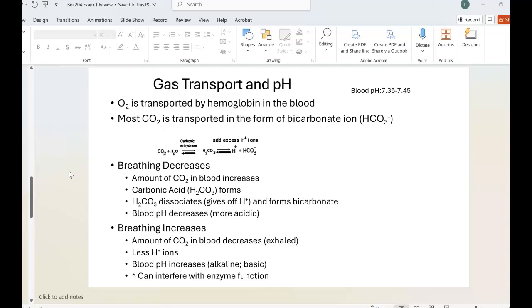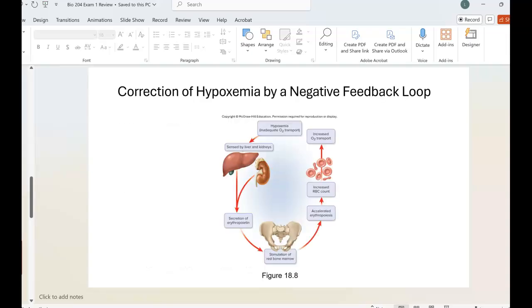More to come on this in the respiratory system, because our respiratory system and our breathing is going to help to regulate this carbon dioxide level, and in turn, it's going to affect our blood pH. So this is really the first place that we're going to see that this semester.